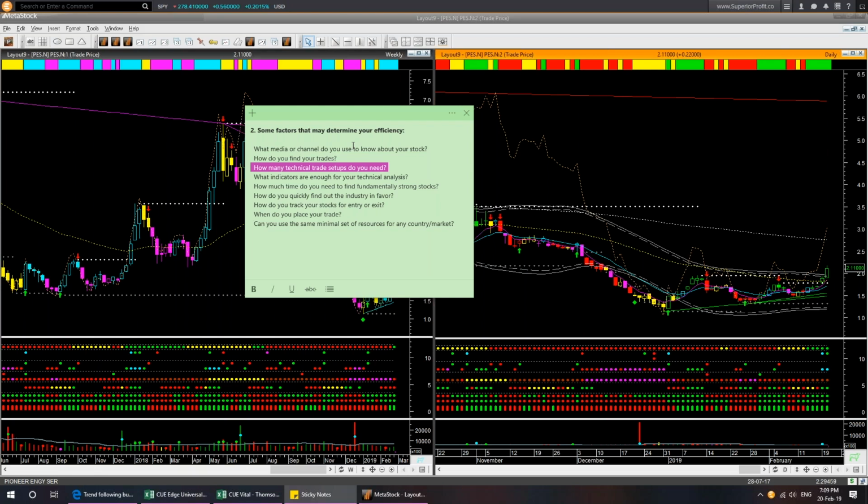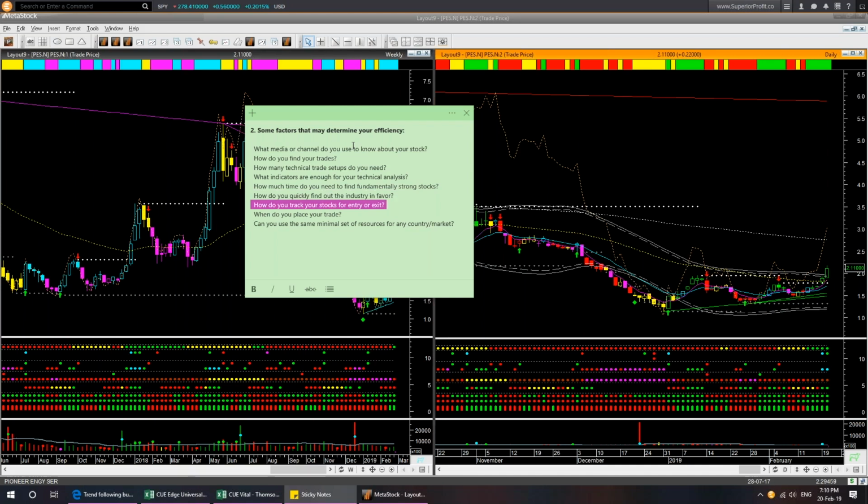How many technical trade setups do you need? Only one for each market condition. What indicators are enough? Only color-coded indicators, only one for each purpose. One for squeeze release, only one for overbought, oversold, and so forth. How much time do you need to find fundamentally strong stocks? One minute using Q Vital as I demonstrated. How quickly do you find the industry in favor? Less than a minute using Q Edge as I demonstrated.